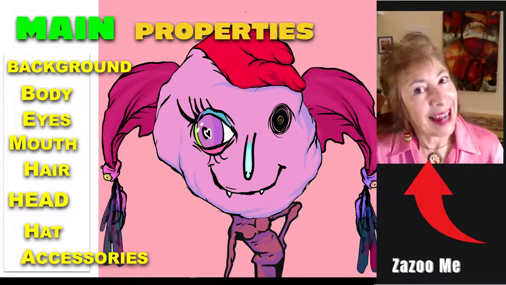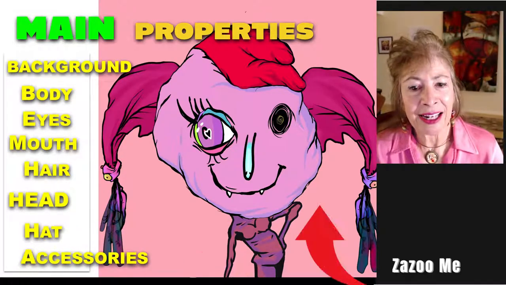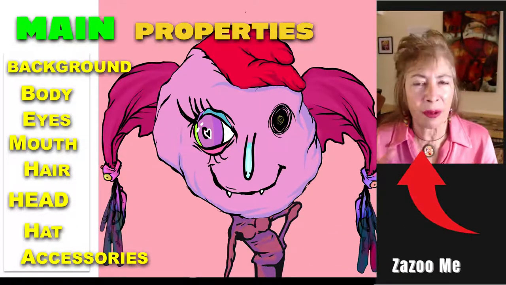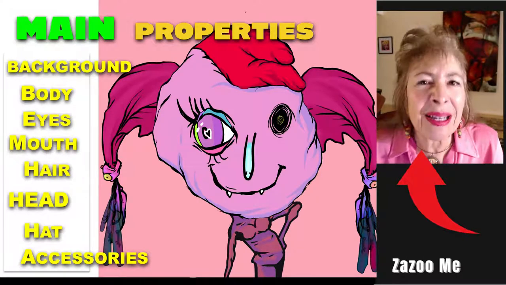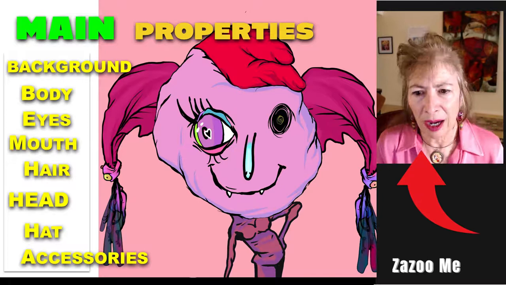Properties are, for example, background, body, eyes, mouth, hair, head, hat, accessories. Those are properties. Properties are the building blocks of your character. Think of them like building blocks.